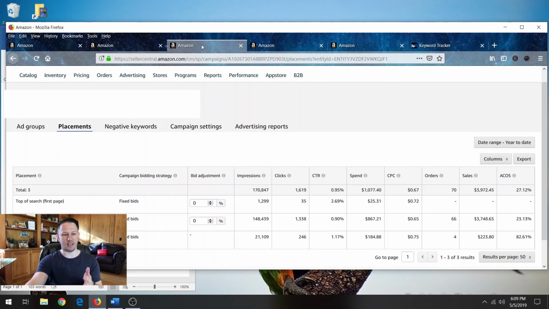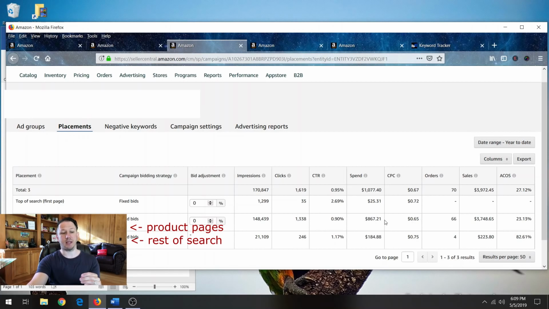And here is the exact same product, or, you know, I'm advertising on their product. This is the exact same campaign, but it shows you a whole lot more information. And a lot of people don't even know that this placement tab exists. So again, this is targeting a product. So you can see that the product pages here get like, I don't know, what is it, like 80% of the impressions, the clicks, and the sales.